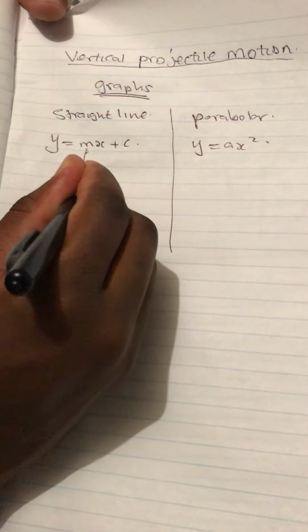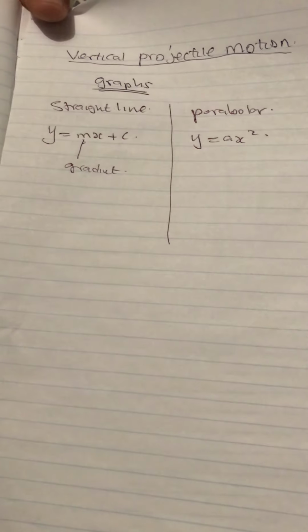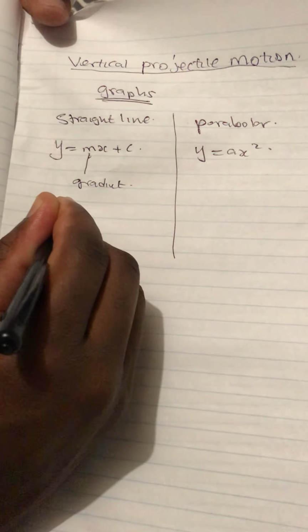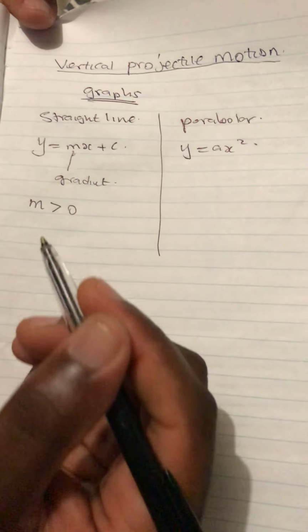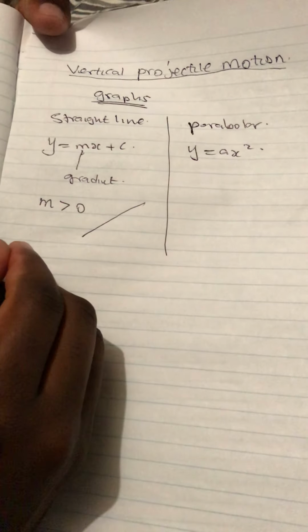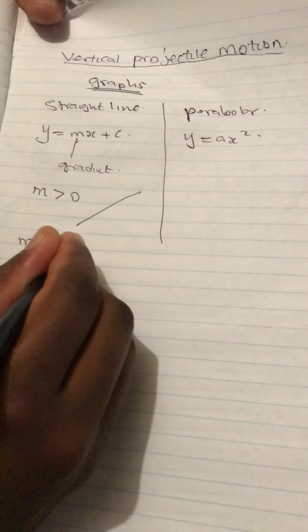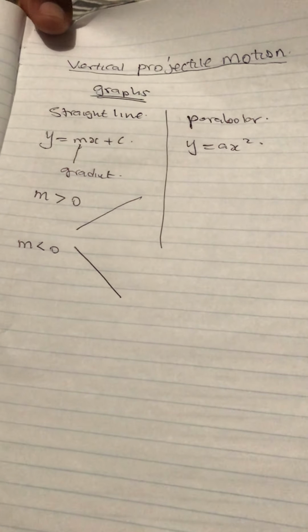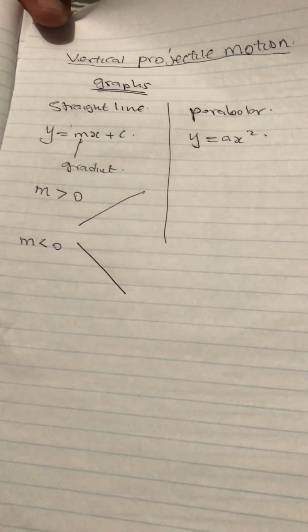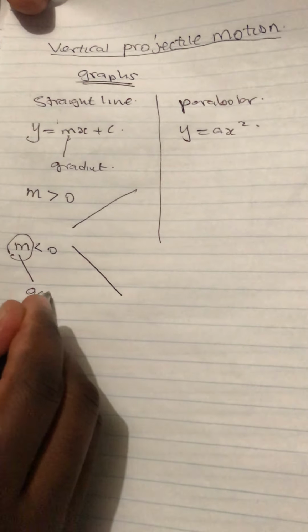So this m, it stands for what? Gradient. This m stands for gradient. So here in vertical projectile motion, friends, m is gradient. If the gradient is greater than 0, the graph will be like this. If the gradient is less than 0, you remember the graph will be like that. So we have to take these things to what? Vertical projectile motion, where we talk about the velocity versus time graph. This gradient represents acceleration.